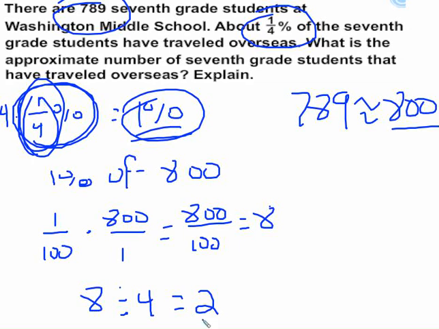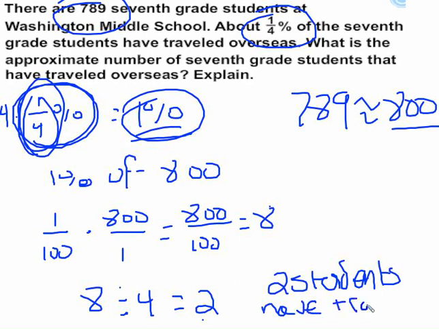So that means that 2 students approximately have traveled overseas. So we're just going to say have traveled, and you and I will understand that that means traveled overseas. So with a problem like this, you're going to want to take your percent and estimate it at 1% because it's much easier to work with 1% than 1/4%. Because 1/4 equals 0.25, so then 0.25 out of 100 is just harder to work with.